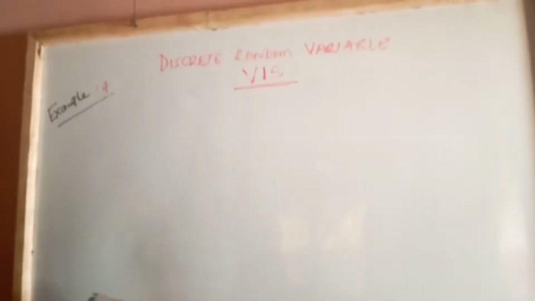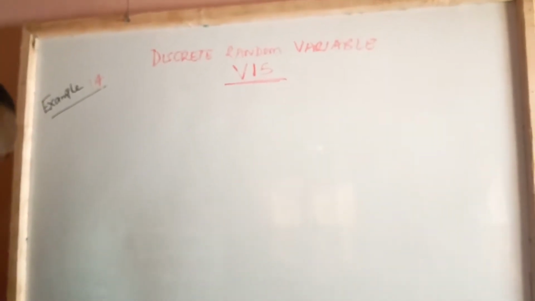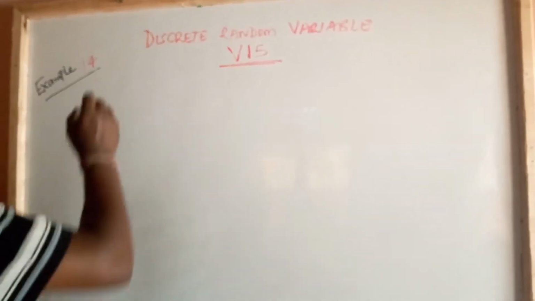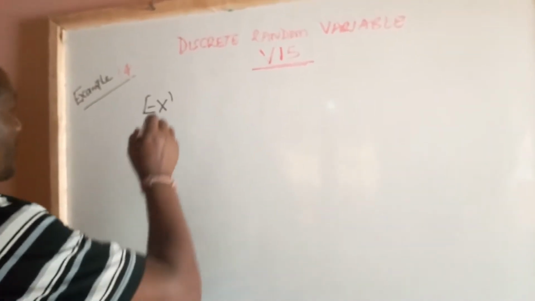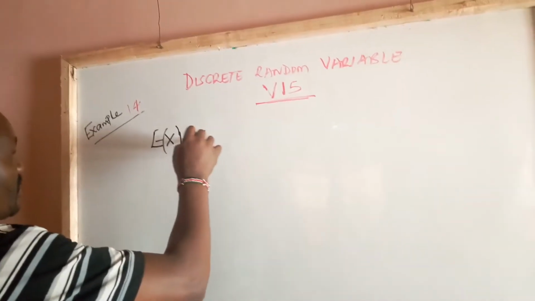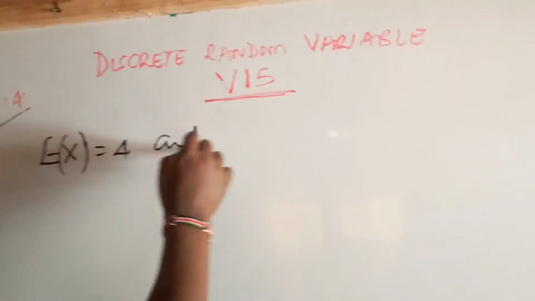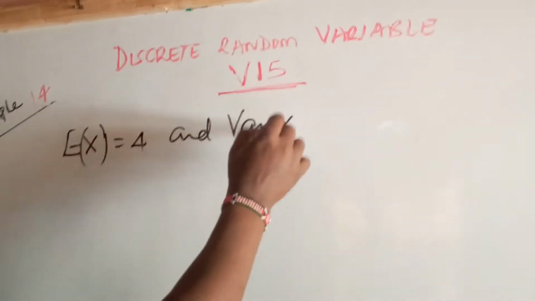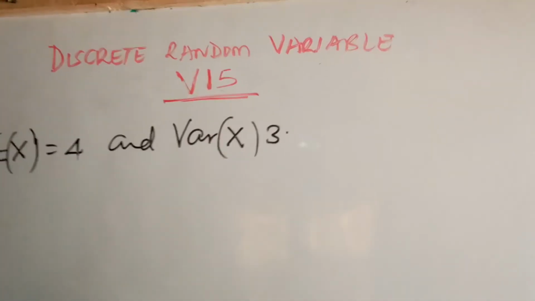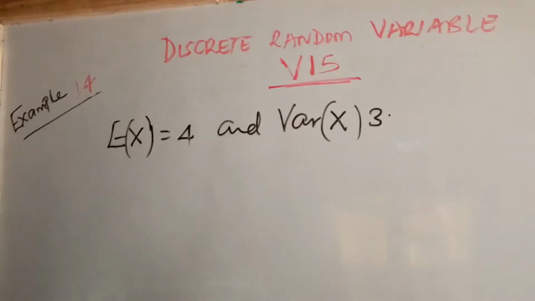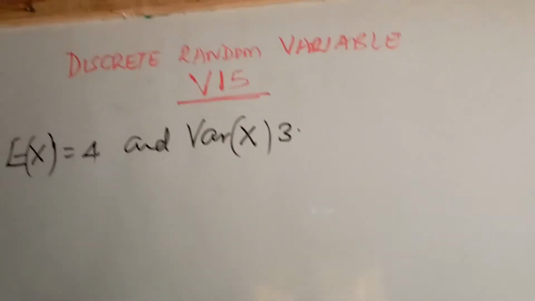In example 14, we are told that a random variable X has expected value of X equal to 4, E(X) = 4, and the variance of X, Var(X), equal to 3. Now, with that, we are expected to find a lot of details here.